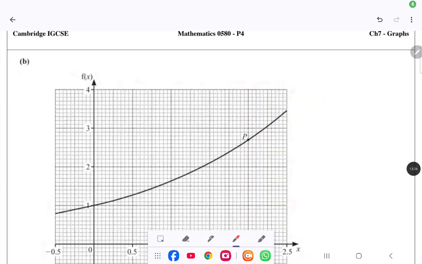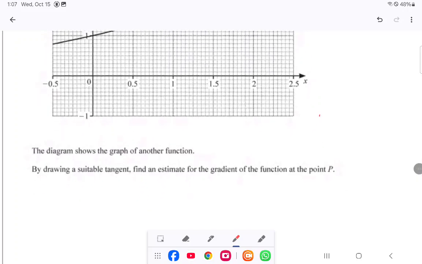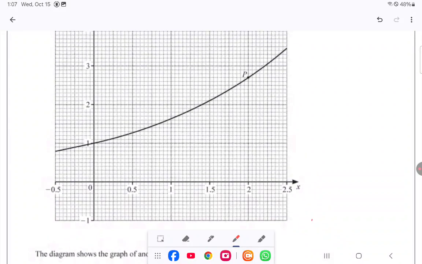So in the B part, the graph is given and they are saying that the diagram shows the graph of another function. By drawing a suitable tangent, find the estimate for the gradient of the function at point P. For point P, we can calculate the distance along x and the distance along y, and it will give you the slope. Because what is slope? Slope is equal to change in y over change in x.